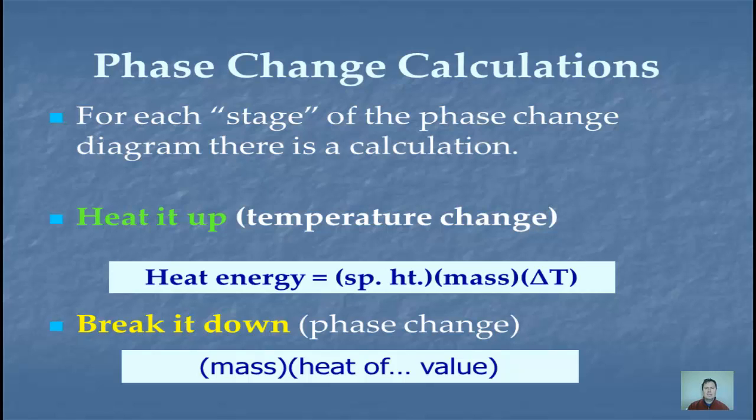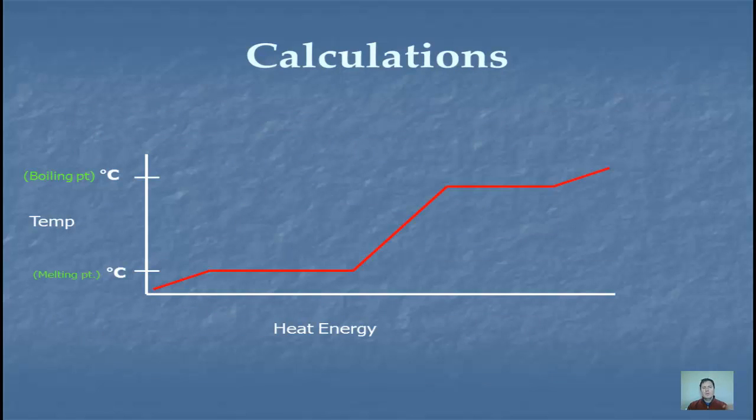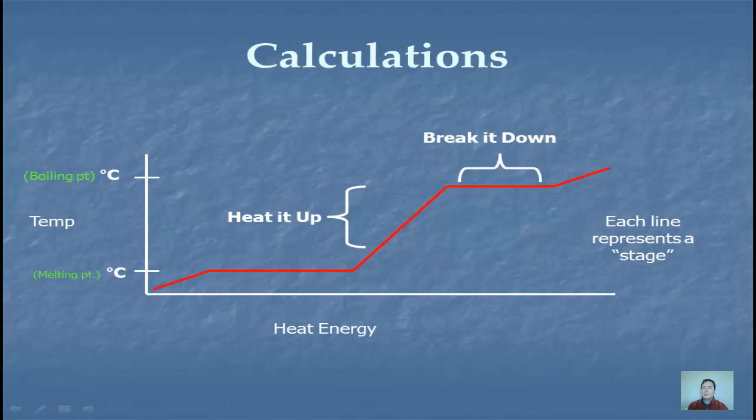So let's go ahead and take a look at some of these here. So here's our basic phase change diagram. Every time you do a problem, I would quickly sketch this out. Make sure you put the numerical value of the melting point and the boiling point here. And then here are our different phase stages. Here's a stage. So each line represents a stage. Here's a stage. Here's a stage. Here's a stage. Here's a stage. The diagonals then represent we're heating it up versus the plateaus where we are breaking it down. So we have two places we break it down, and there are three sections where we heat it up. So we're going to have two equations that we use.